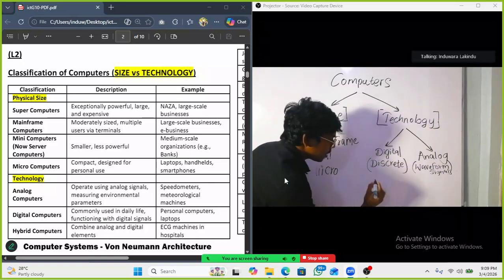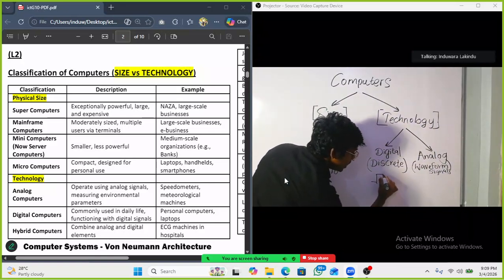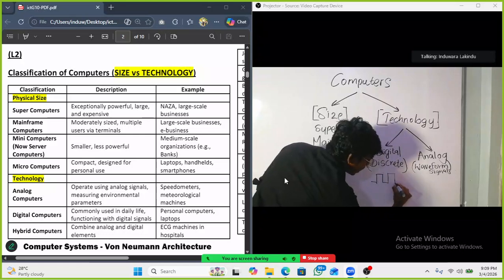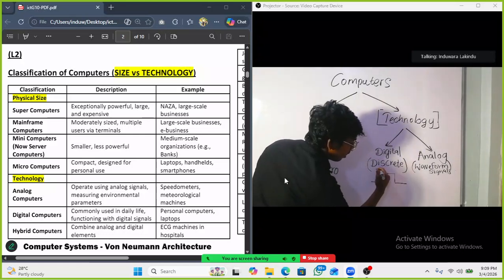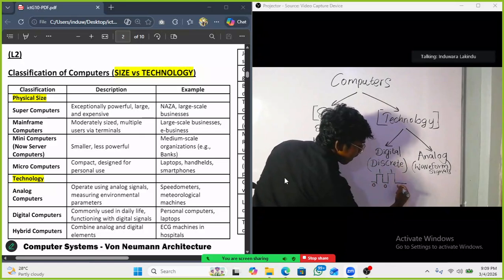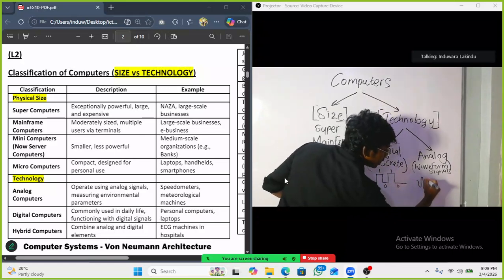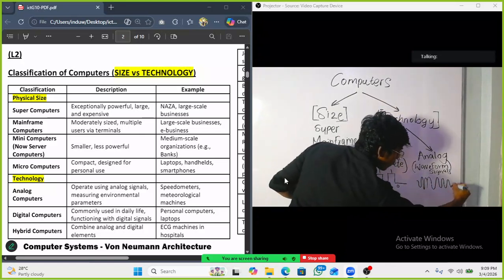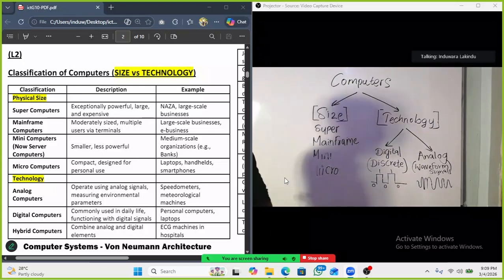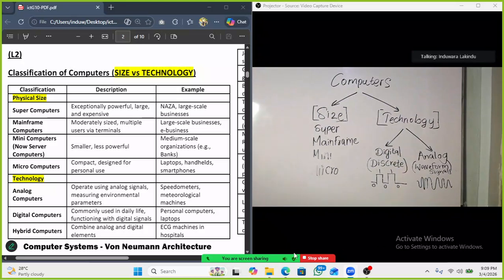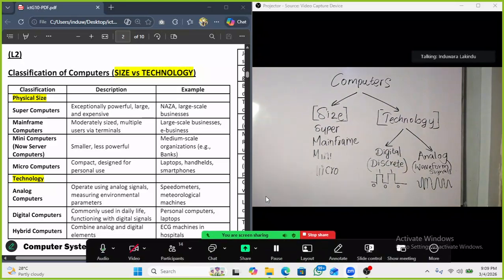What is the difference? Let's draw the example. These are digital signals. These are ones, these are zeros. These are analog signals. That is the main difference. Is it clear? Tell me in the chat. Is that part clear?